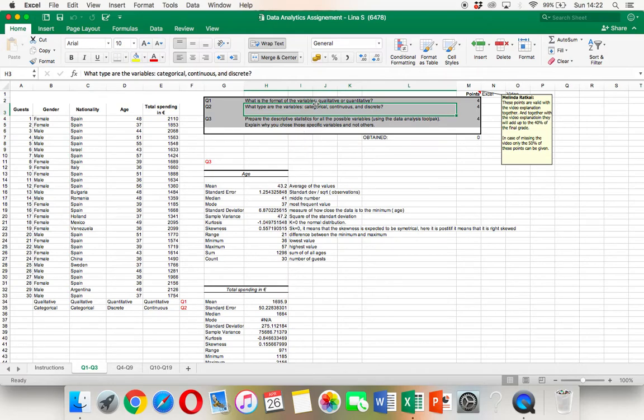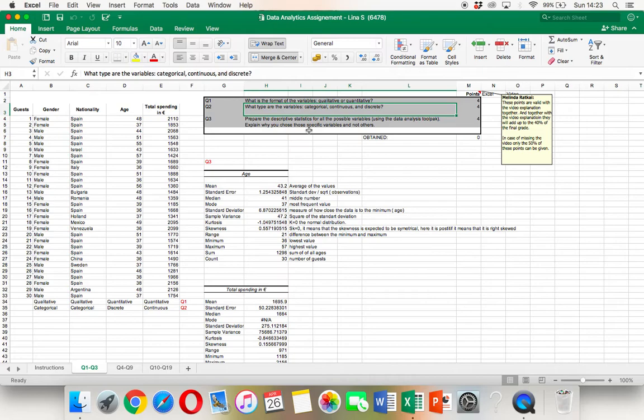So then the second question is: what type of variables are there? Categorical, continuous, or discrete? Firstly, I'll give a quick explanation of each of them. A continuous variable can take any numerical value and can be measured, for example height, weight, temperature, income. Then we have the discrete variables, which can only take certain numerical values and are counted, like for example the age, the shoe size, maybe the number of purses.